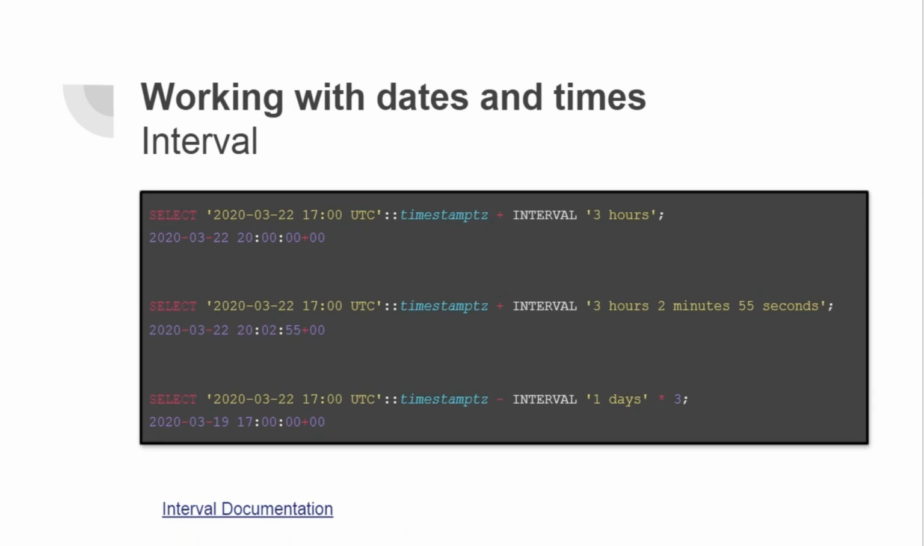Another very useful type provided to us by Postgres to do date arithmetics is interval. You can see three examples of using interval here. The first one is adding 3 hours. This is just English, like interval 3 hours. You can see a more complicated interval in the middle, like 3 hours, 2 minutes, 55 seconds. And the bottom one, you can see it's actually doing arithmetics with the interval data type. So interval 1 day times 3. So with 3 days, you can see that it's the 22 minus 3 days is the 19. Very useful.